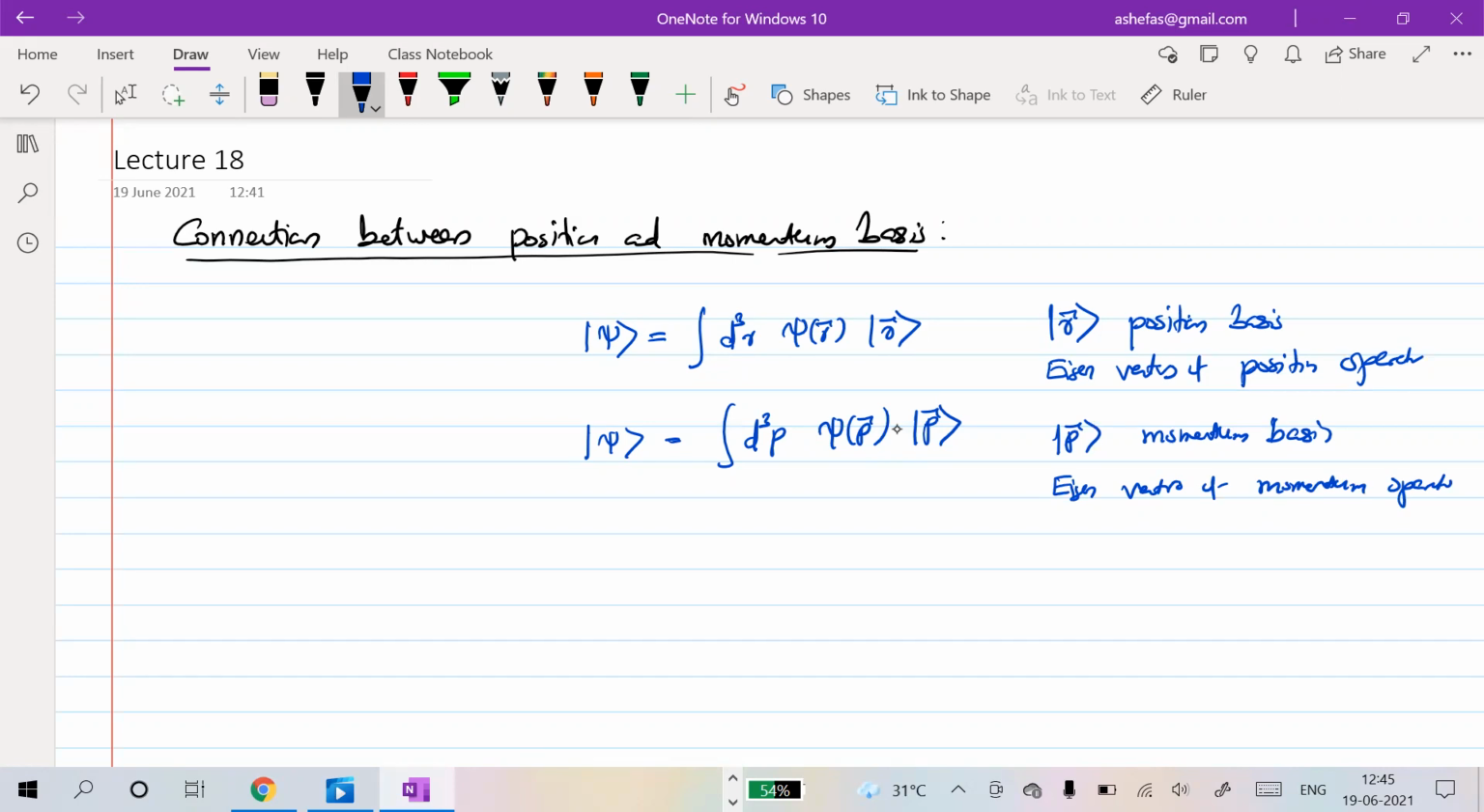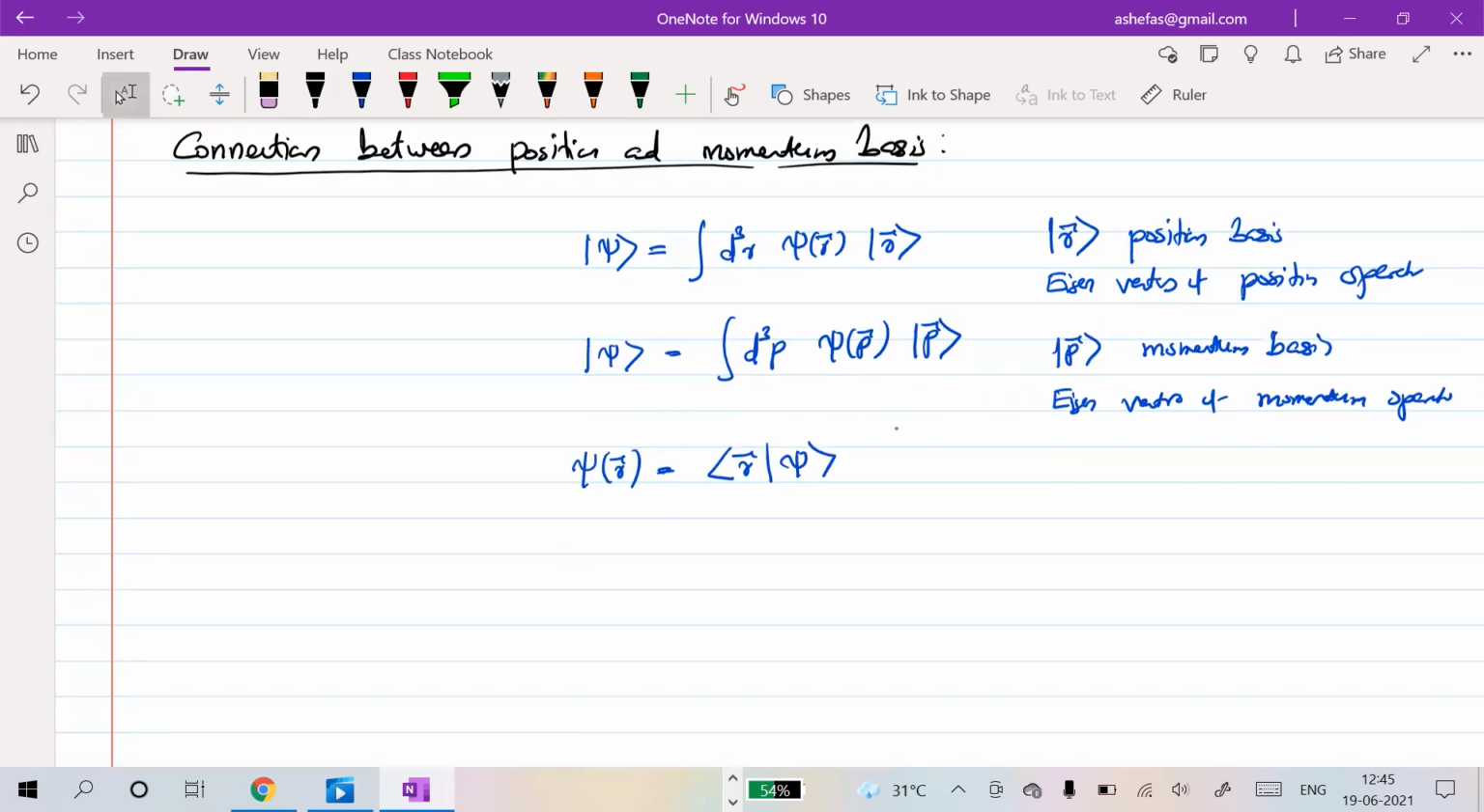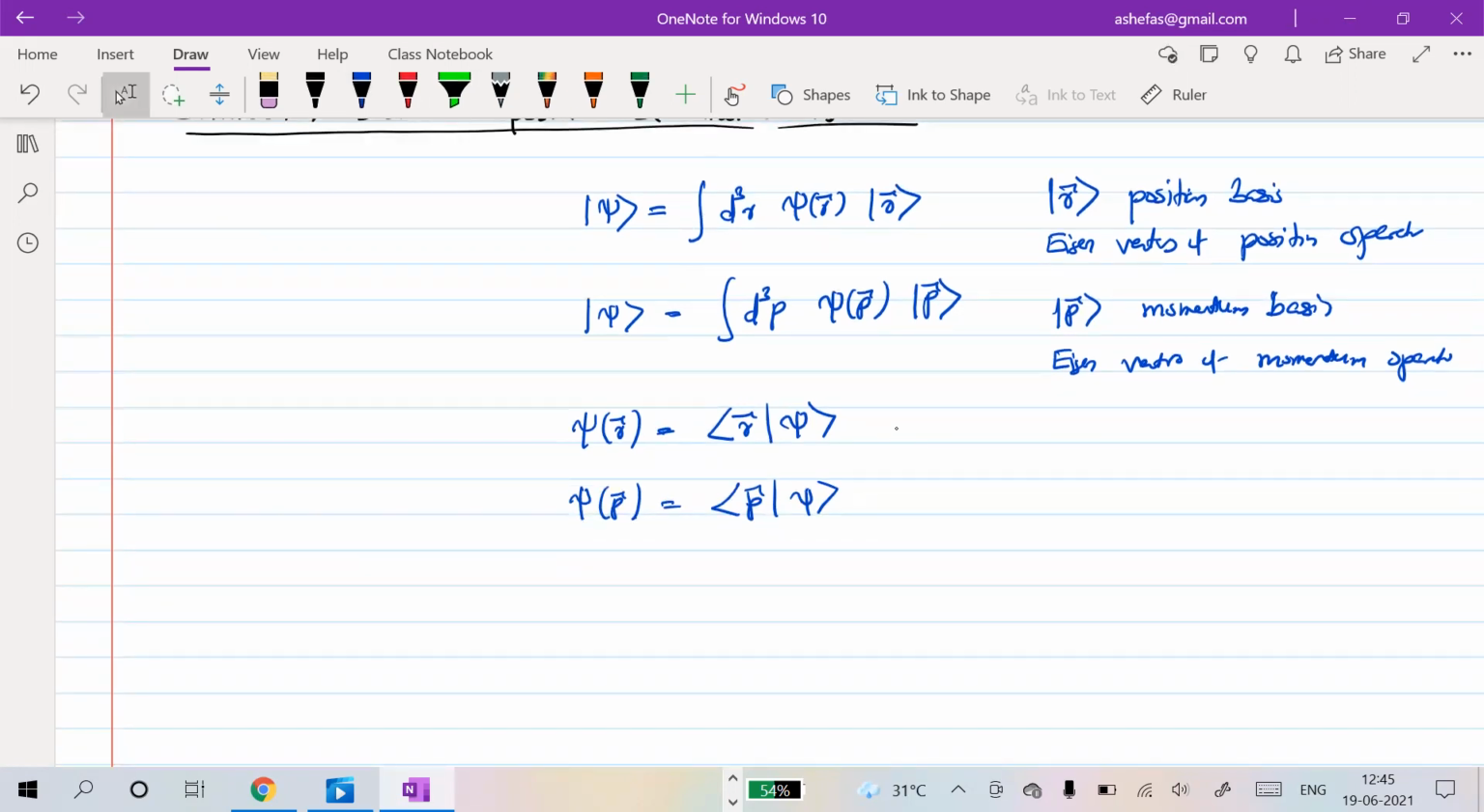Now recall what psi of r is. The psi of r is the projection of our original vector psi in position basis, and it is called the wave function in position basis. And psi of p is the inner product between p and psi. Now it is possible to connect these components, psi of r and psi of p. So how will we do that? We'll see here.